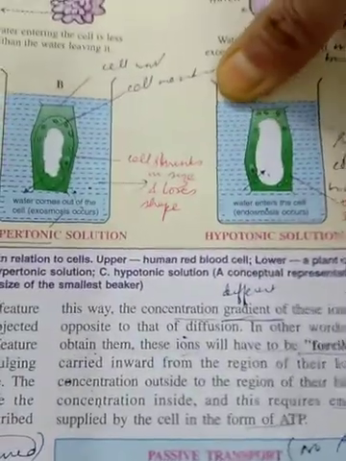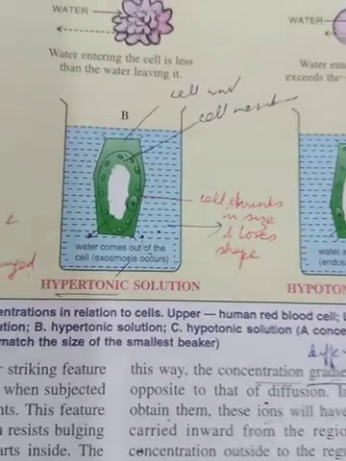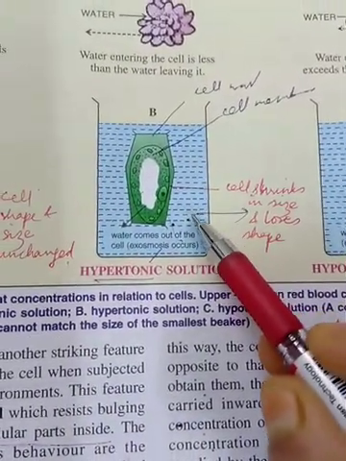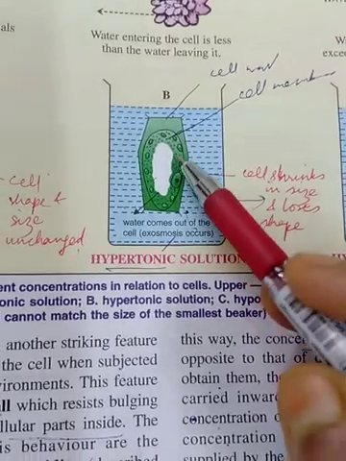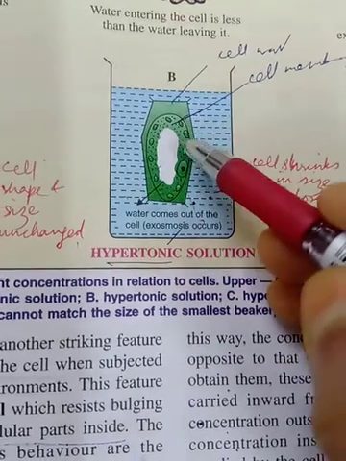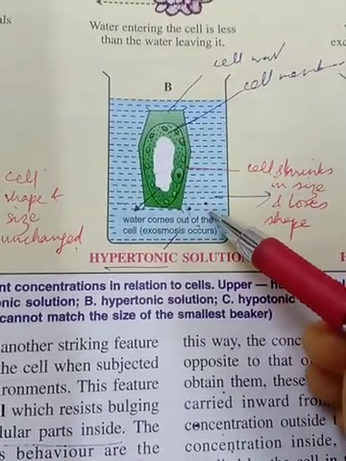For example, if we see this diagram here, hypertonic solution, suppose it is a concentrated sugar solution or a concentrated salt solution and the cell is immersed into it. So in this case, comparatively, water inside the cell sap will be higher than the water outside. Why?